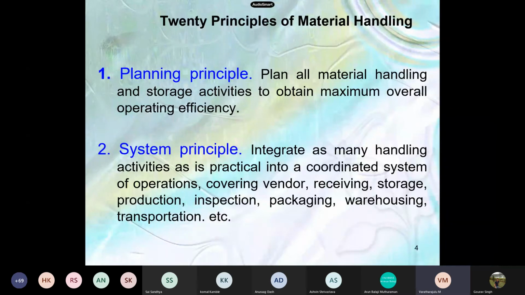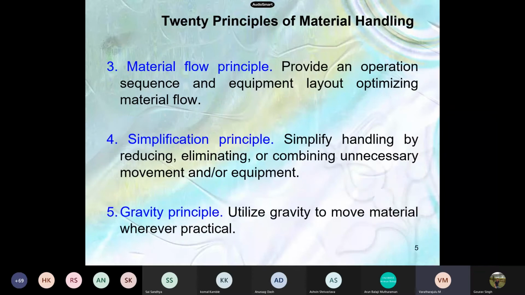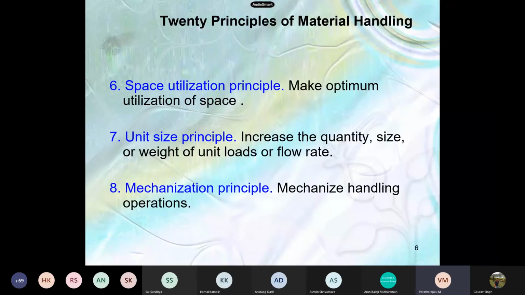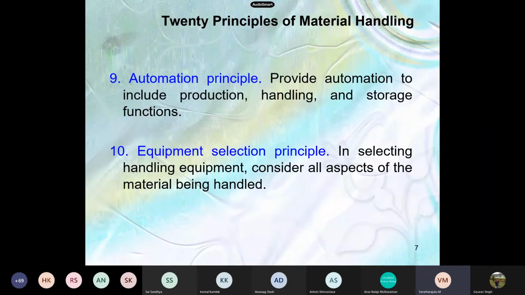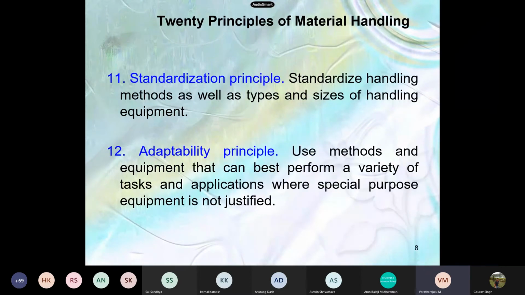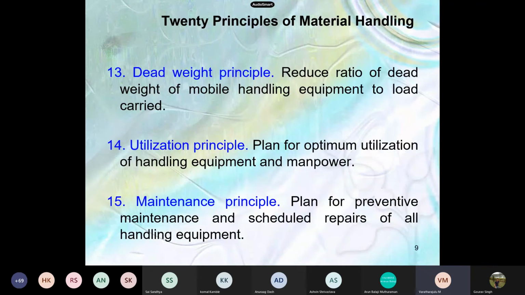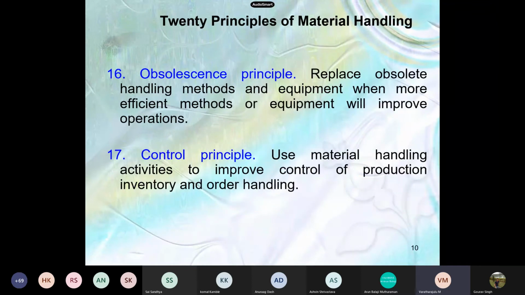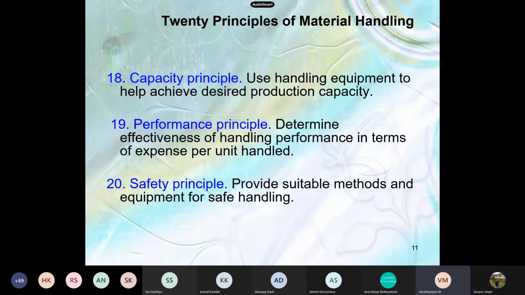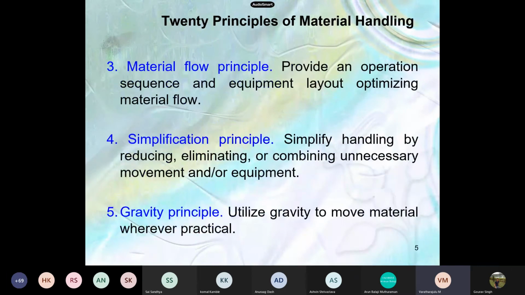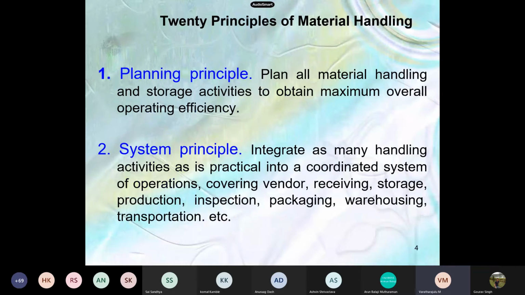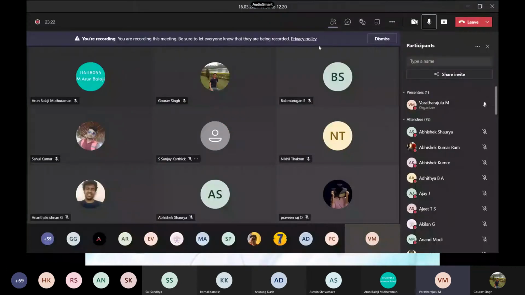The first one is planning principle, system principle, material flow principle, simplification principle, gravity principle, space utilization principle, unit size principle, mechanization, automation, equipment selection, standardization, adaptation, dead weight utilization, maintenance principle, obsolescence, and control, capacity, performance, and safety principles. These are the 20 principles which we need to remember during material handling, and this we will discuss a little later.